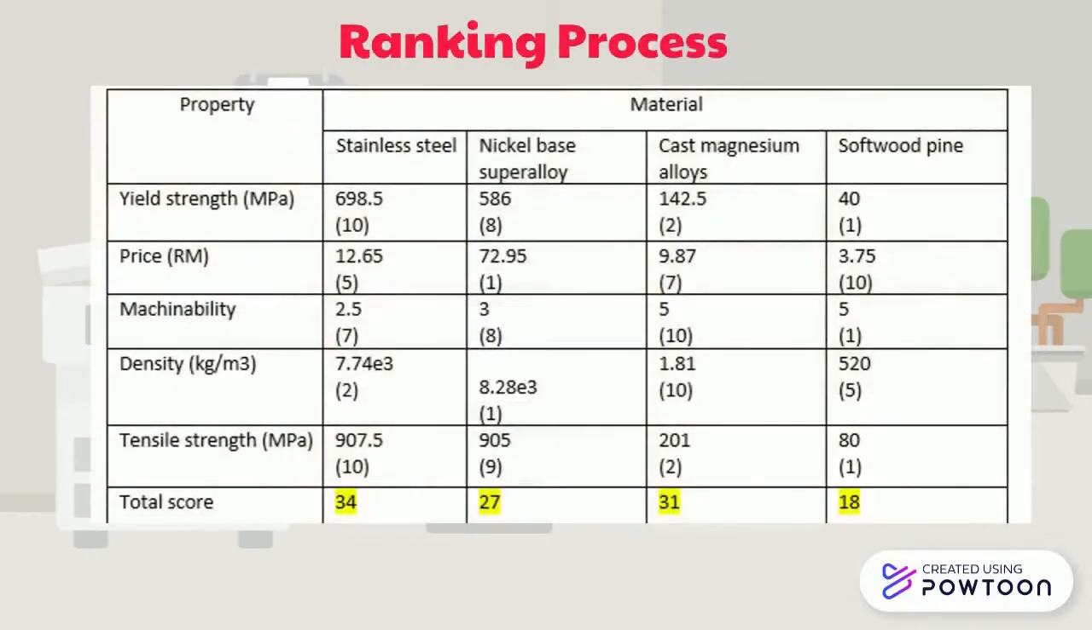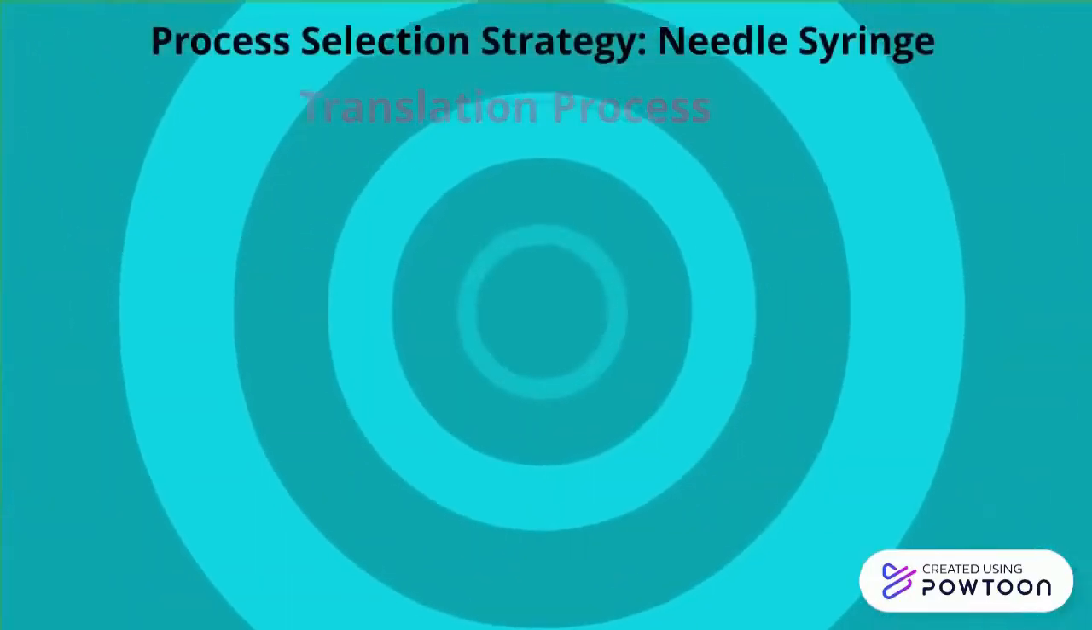Ranking process. A method is proposed to deal with multiple alternatives in material selection. It is assumed that all the alternatives in the choice set can be characterized by several aspects, and to construct a rating scheme for the various aspects of each alternative. The method basically consists of computing a weighted comparison through numerical rating. Process selection strategy. Needle syringe.